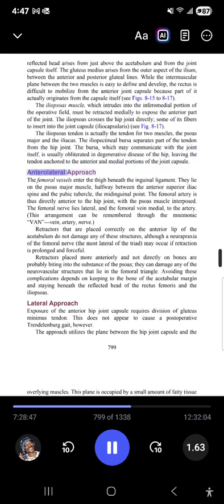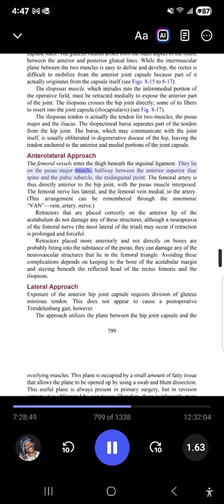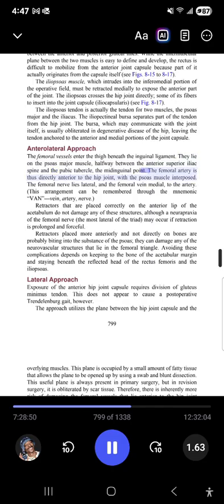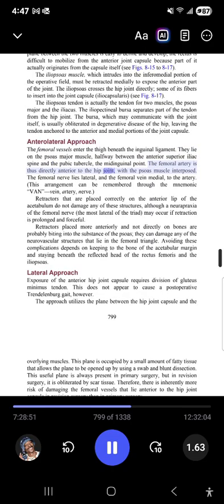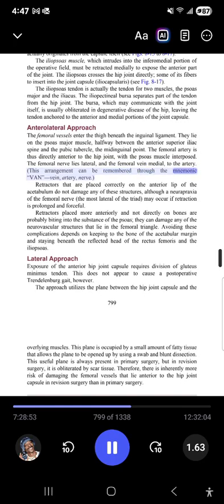Anterolateral approach. The femoral vessels enter the thigh beneath the inguinal ligament. They lie on the psoas major muscle, halfway between the anterior superior iliac spine and the pubic tubercle, the midinguinal point. The femoral artery is thus directly anterior to the hip joint, with the psoas muscle interposed. The femoral nerve lies lateral, and the femoral vein medial, to the artery. This arrangement can be remembered through the mnemonic VAN: vein, artery, nerve.